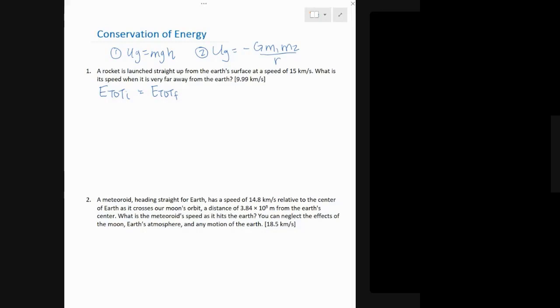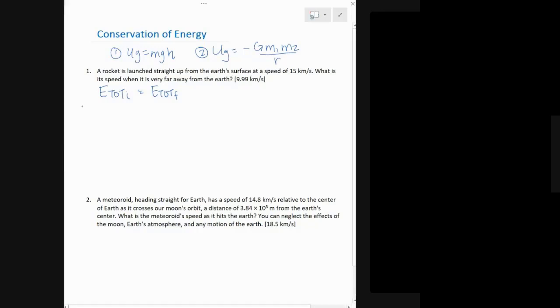Okay, so if you're using equation 1, UG is 0 when the height is 0. But if you're using equation 2, UG is 0 when R, the distance from the center of the Earth or whatever other object you are near, is very, very large, infinity. Okay, so because in this problem, there's a point in the story where the rocket is not near the surface of the Earth, we have to use the equation UG equals negative G M1 M2 over R for gravitational potential energy.